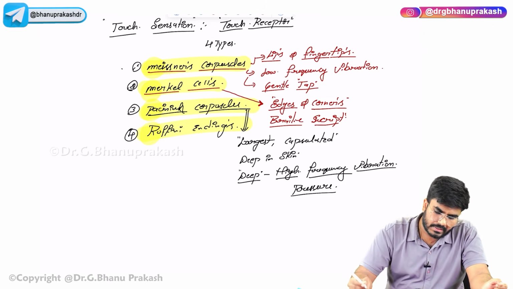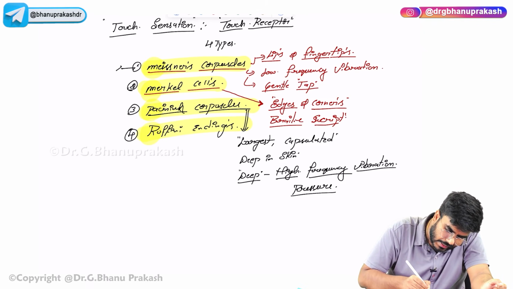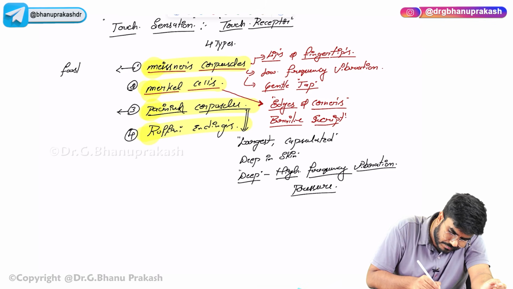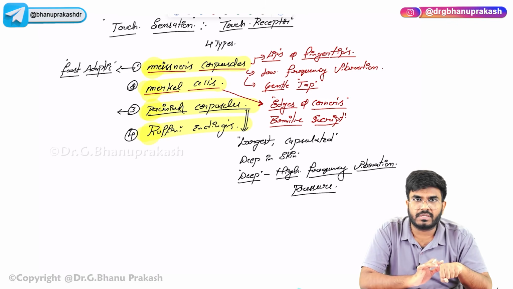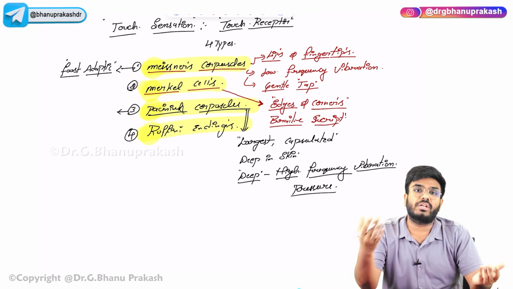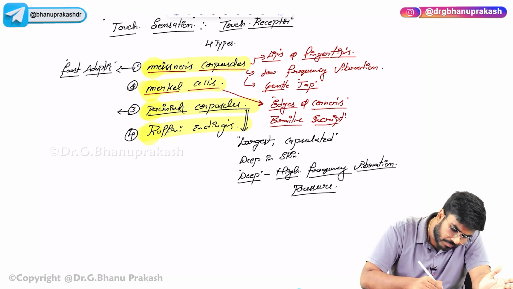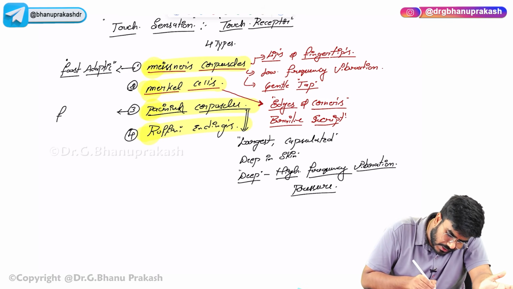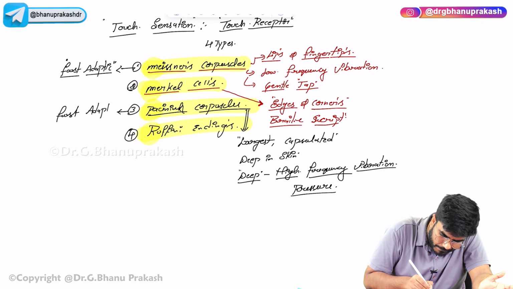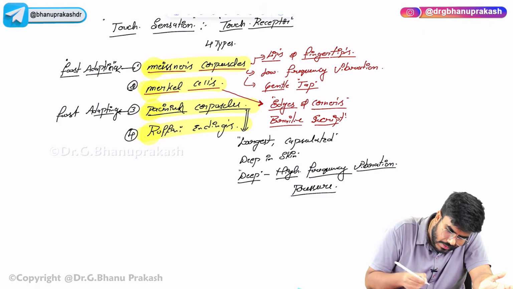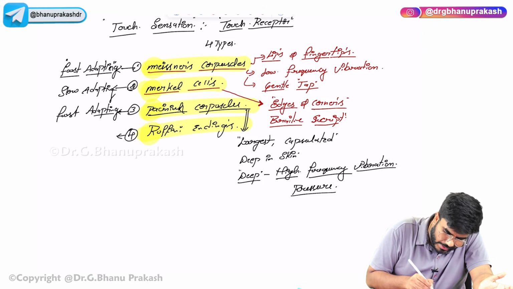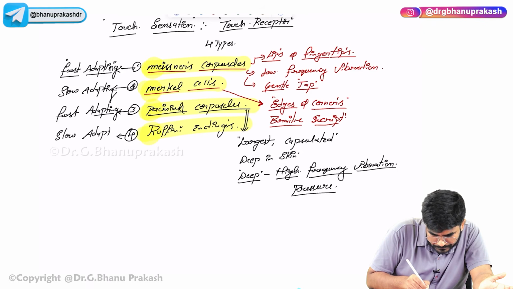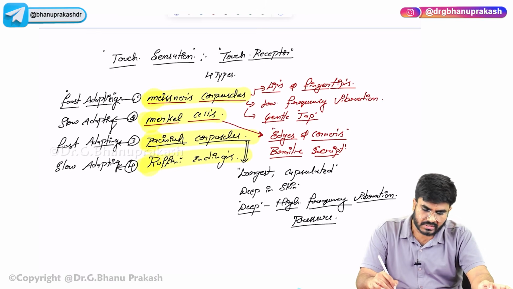Out of all these, Meissner's corpuscles and Pacinian corpuscles are rapidly adapting, fast adapting receptors. This means they undergo receptor adaptation: when you continuously stimulate these receptors, they will no longer produce action potentials, they become desensitized. Merkel cells and Ruffini's endings are slow adapting receptors. These are some important points I want you to know regarding touch.